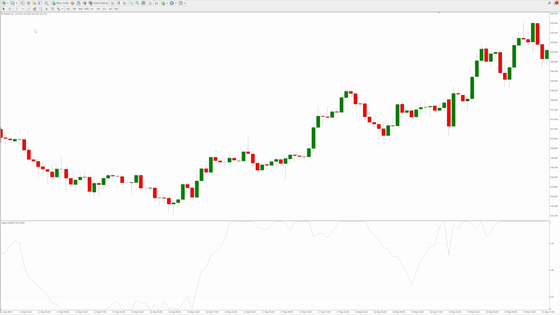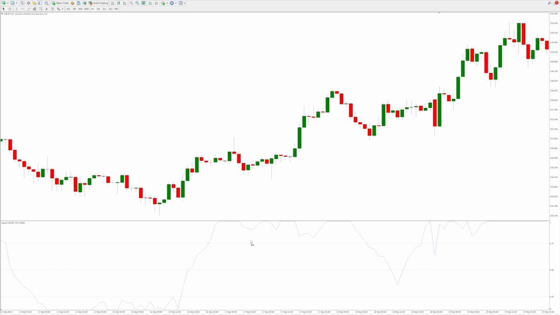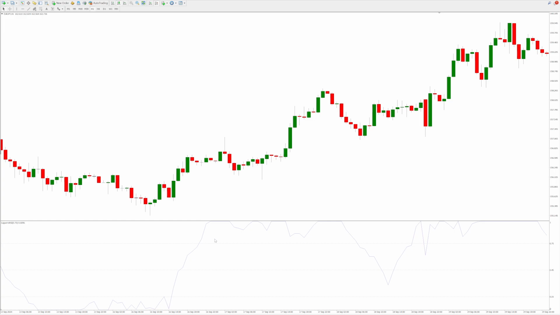So basically, the purpose of the Laguerre RSI, just like the standard RSI, is to look for oversold and overbought zones. Basically, this level here, the 0.15, anything below here, the market is considered oversold, and we might expect a move to the upside. Likewise, anything above the 0.75 zone suggests the market may be overbought, and we might consider a move to the downside.